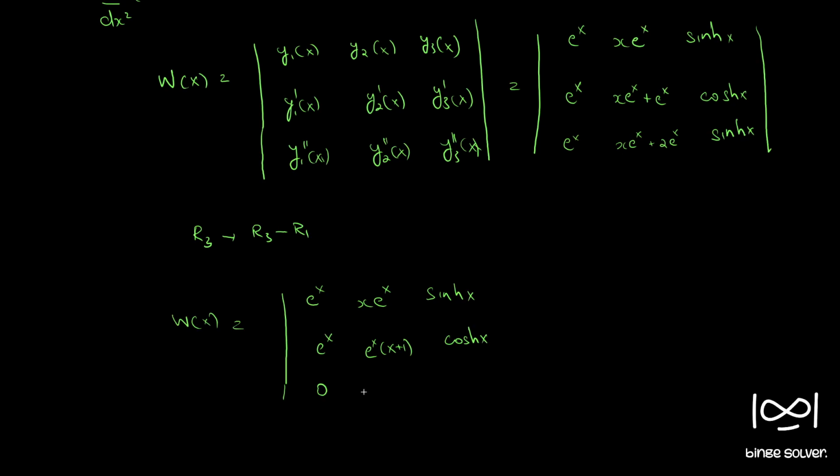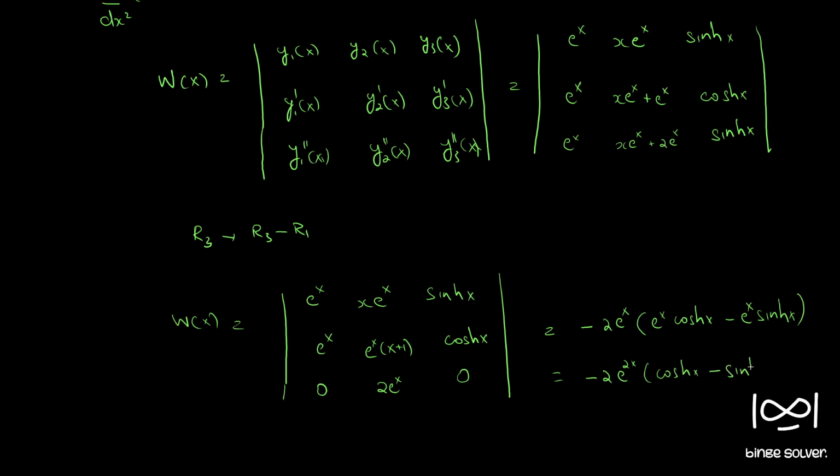This becomes 2 e raised to x, and this becomes 0. So we can expand it: minus 2 e raised to x into e raised to x cos hx minus e raised to x sin hx. Taking e raised to x outside, we get minus 2 into e raised to 2x into cos hx minus sin hx.